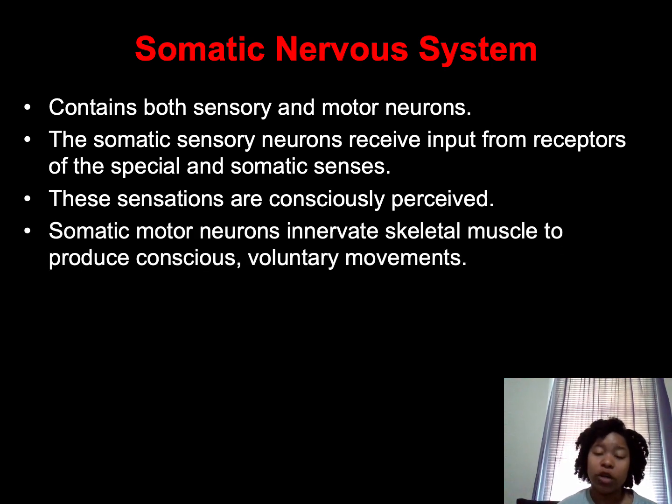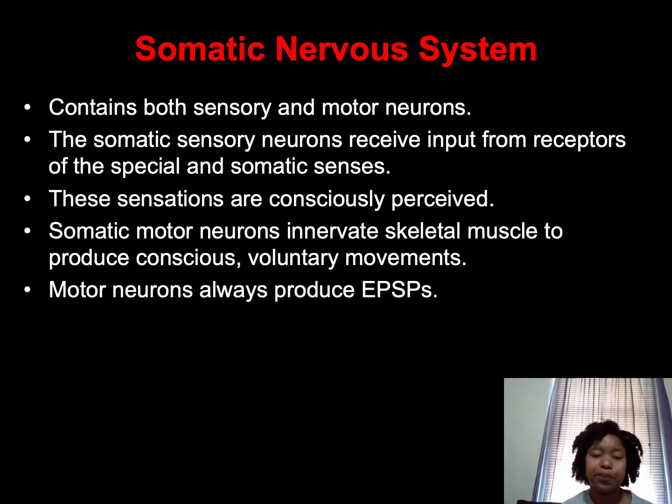But somatic motor neurons innervate skeletal muscle and produce conscious and voluntary movements. So these are the responses that go with some of the things that you might see, hear, and smell, as well as making decisions about the movements that you're trying to make. You can tell yourself run, and you'll go run. Those are voluntary movements. But the motor neurons in this division always produce EPSPs.